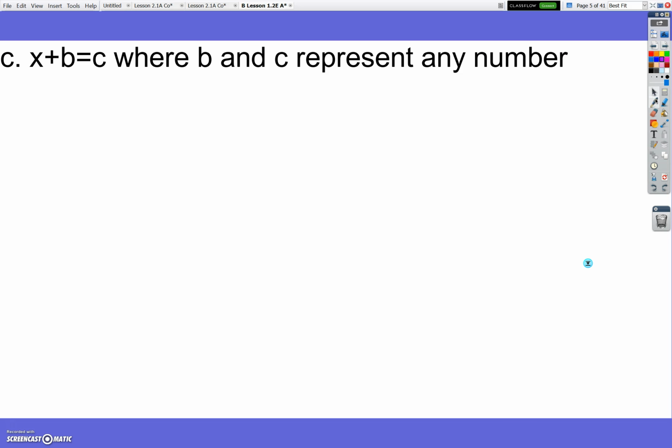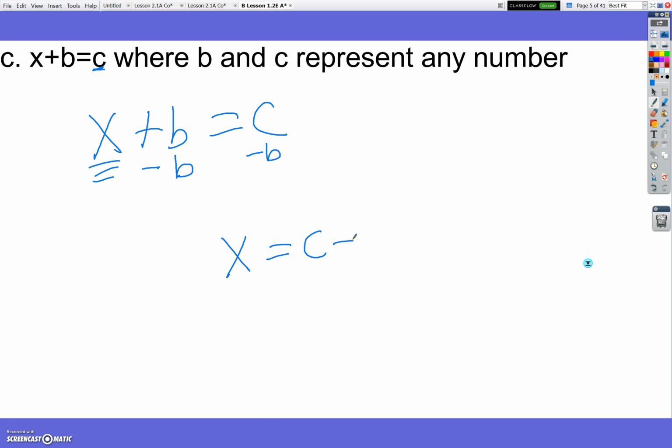Now what we're going to do is take it one step further, and instead of that 10 I had, I'm going to have a c. So I have x plus b is equal to c, and I want to get this variable x all by itself. So to do that, I'm going to minus b on both sides. So I'm going to get x is equal to c minus b. Remember, c is just an unknown number, b is just an unknown number, and I can't combine them anymore. So this would be my final answer.